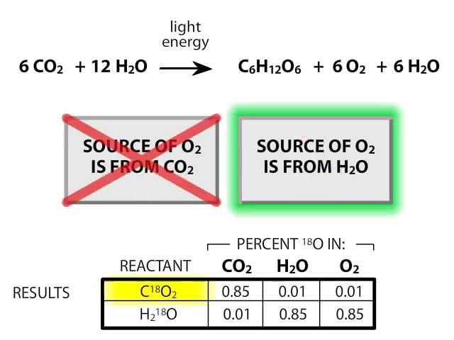When CO2 was labeled with 18O, none of the oxygen released was labeled. However, when O18 labeled water was used as a reactant, the oxygen released was labeled with a heavy isotope. Therefore, the source of the oxygen in the O2 released by the plant is water.